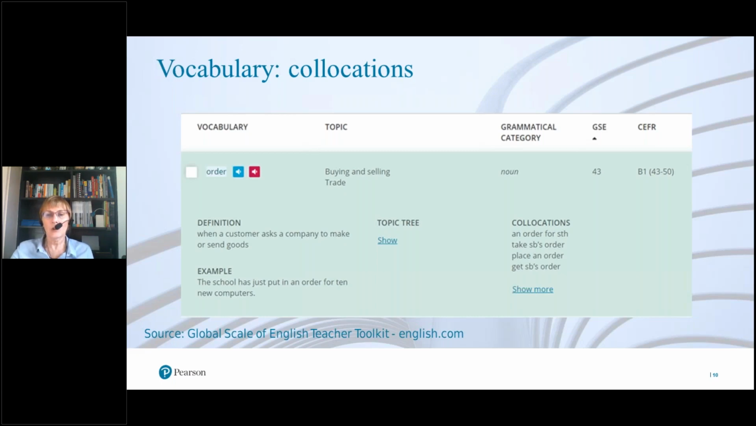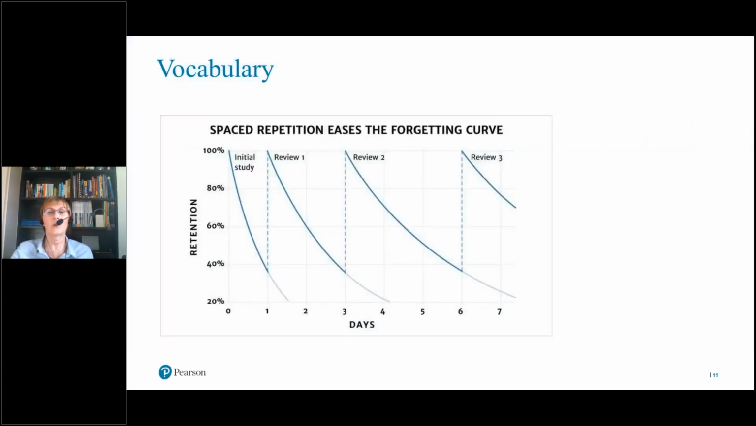Now, let's have a look then at how we do this in the A2, in the elementary level. Oh, no, we won't. I'll do that in a moment. First, I'd just like to make a few more comments about the approach to vocabulary teaching. And I'd like to mention the forgetting curve here, and it's about how we make language and vocabulary memorable.